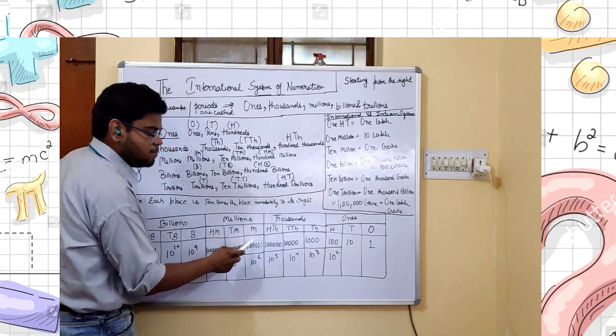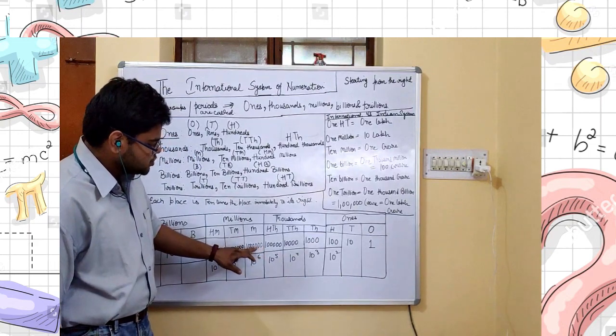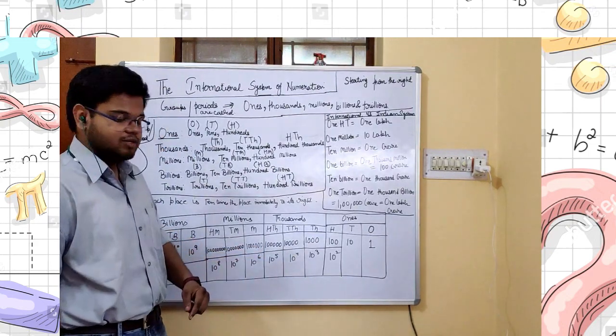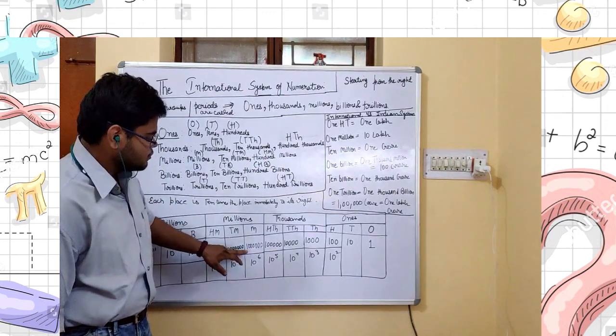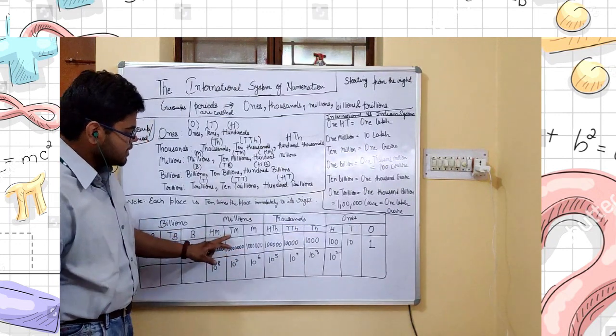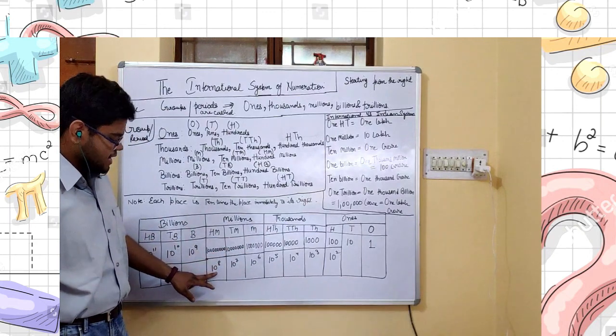And if you multiply 100,000 with 10, then this will become million, children. So what is a million? 1, 2, 3, 4, 5, 6. In a million, there are 6 zeros. Okay, children. Now, if you multiply million with 10, then it will become 10 million. There will be 7 zeros. If you multiply 10 million with 10, it will become 100 million, and there will be 8 zeros.